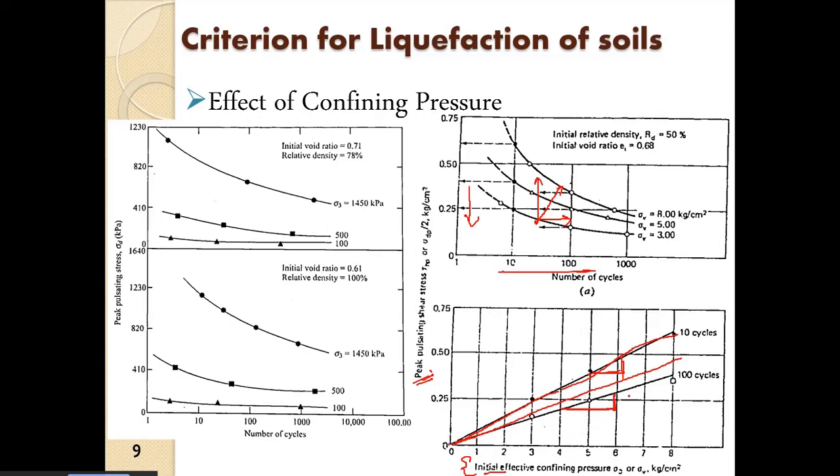So lesser peak stress is required in the 100 numbers of cycle. That is obvious, of course obvious. Right?